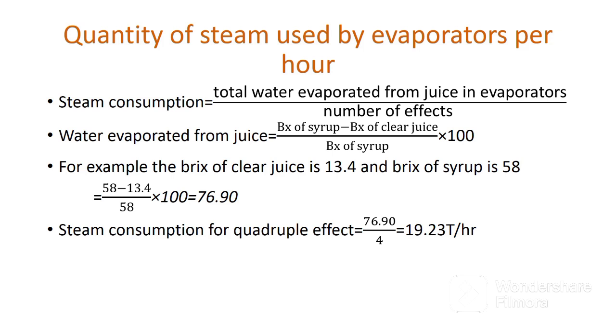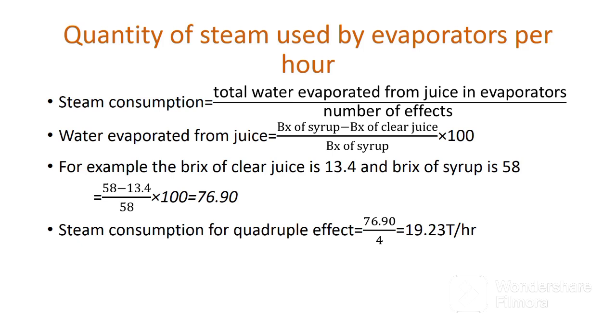So to get the amount of water evaporated from juice, you will take brix of syrup minus brix of clear juice, divided by brix of syrup, times 100. For example, if the brix of our clear juice is 13.4 and brix of syrup is 58, you'll take 58 minus 13.4 over 58 times 100, which equals 76.9.